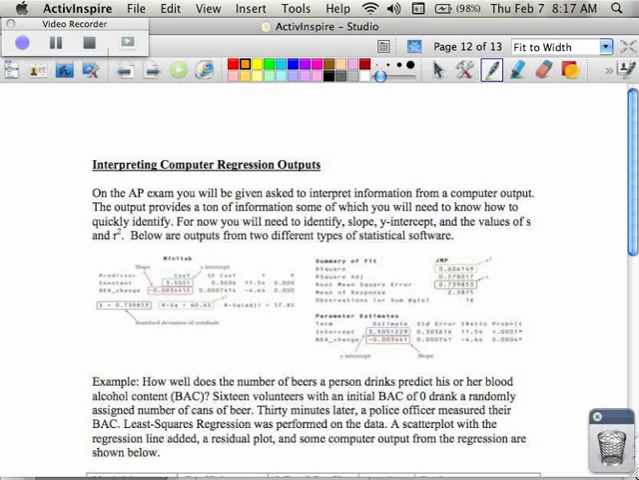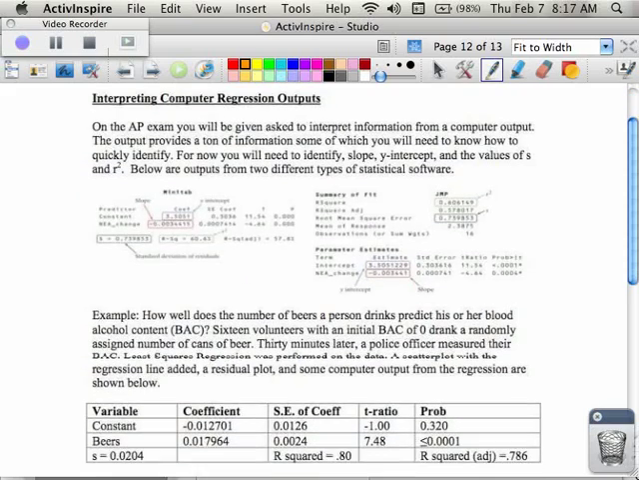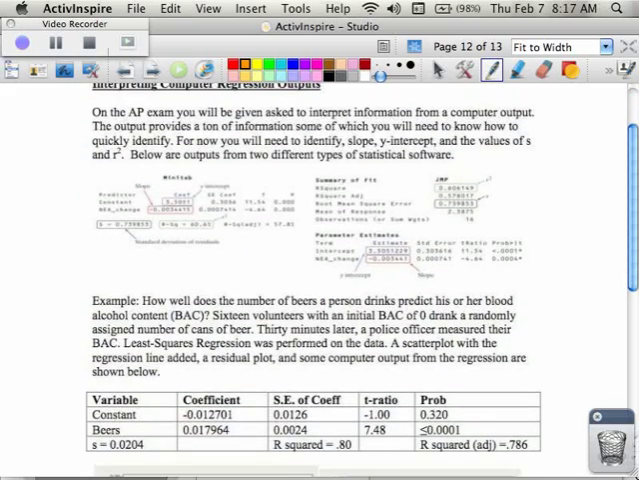So on our next slide here, since we don't use computers, we should be a little bit familiar with these computer outputs. And just so you know what's going on, it's kind of hard to read up here, for me at least. On the AP exam, you're going to be given some information from a computer output, and you have to interpret it. And so you need to know how to find things very fast, like slope, y-intercept, r, s, r squared, that kind of stuff.